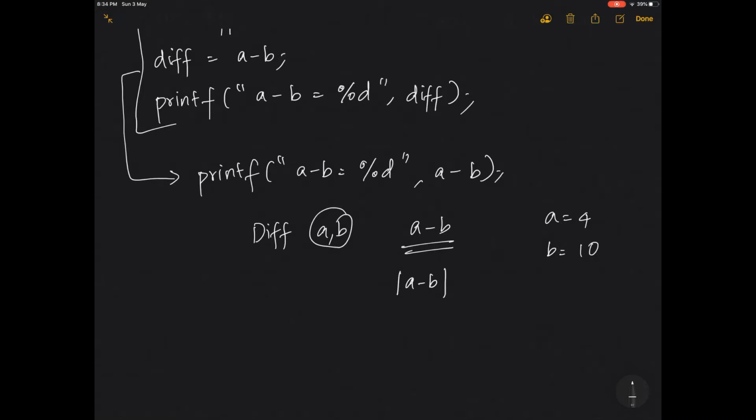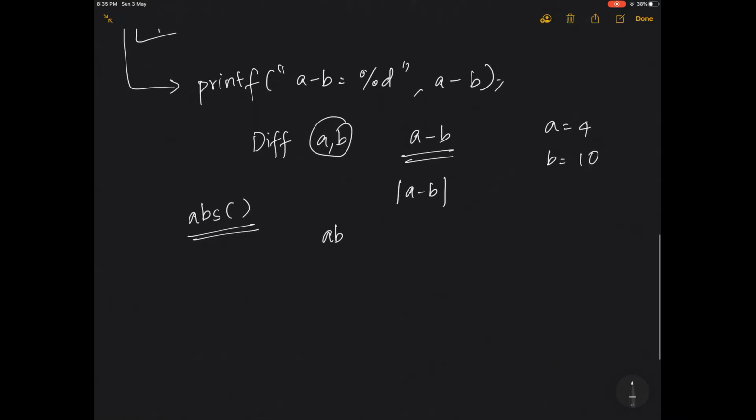If you are aiming to print the difference in such a case, we have a function which allows for this. The function's name is ABS. This is absolute value. Now ABS will take the absolute value of whatever you give inside. If you give ABS of 7, it will give you the value 7. If you give ABS of minus 7, it will give you 7. But you cannot put ABS of 7.5 because ABS works only on integers.